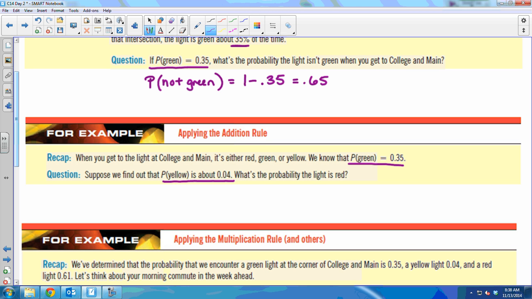Right, we need to add green and yellow. So the probability that the light is green or yellow is what? 0.35 plus 0.04, which is 0.39. So then how do I find the probability that it's red?